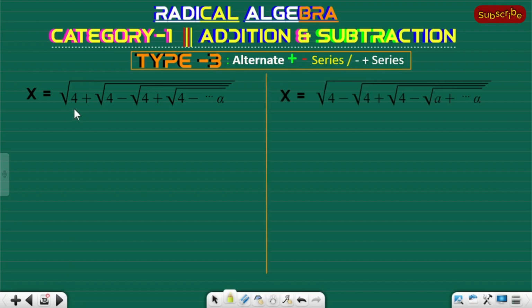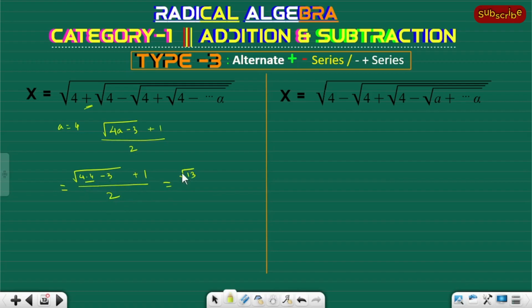Okay, here it is 4. So a is equal to 4, right? So the formula is 4a minus 3. Here it starts with plus, so it will be plus 1 divided by 2. This is 4 into 4, a is 4, right? 4 into 4 minus 3, plus 1 by 2. So 16 minus 3 is root 13. Then plus 1 by 2. This is the answer.